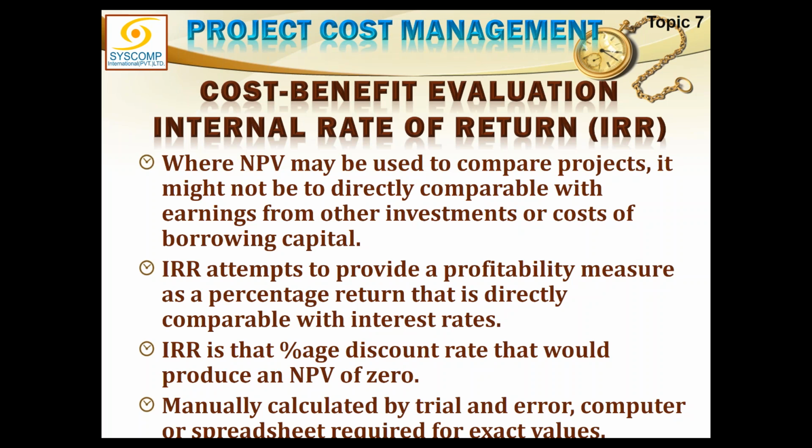How can I find this R? Without R, I can't calculate the formula. So how do I do that? If R is unknown, how will you calculate? So make the NPV equal to 0.